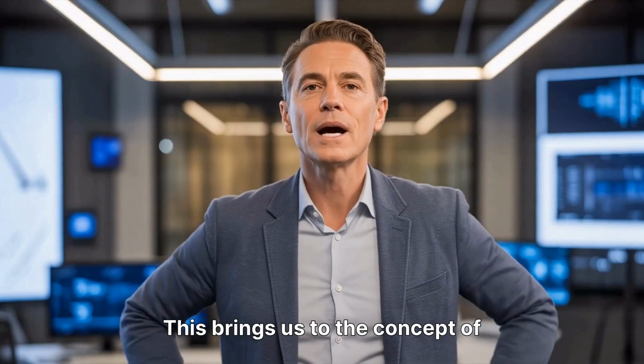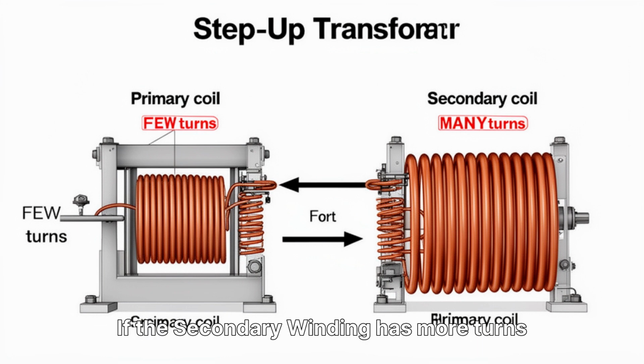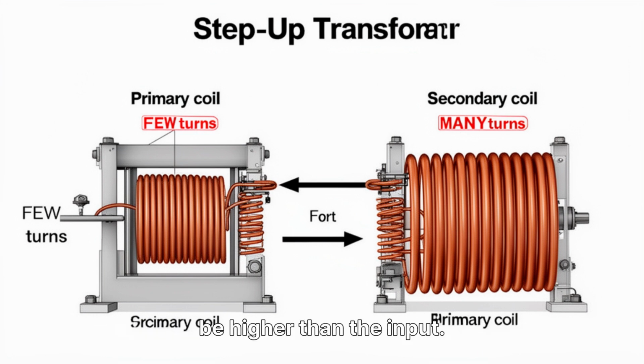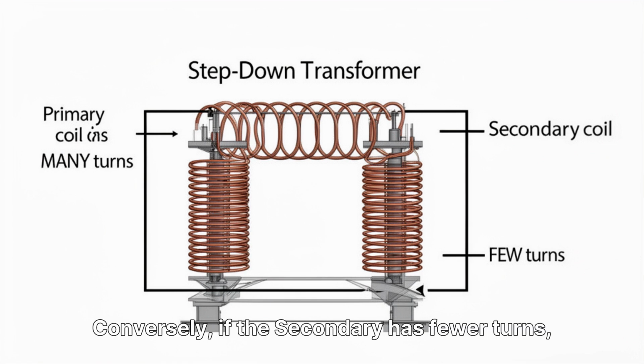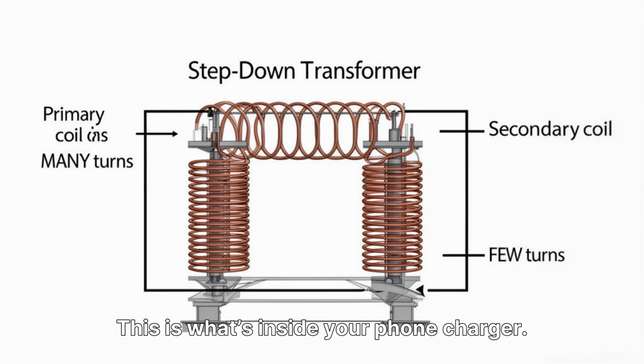This brings us to the concept of the transformation ratio. Since the voltage per turn is the same for both windings, the ratio of voltages is equal to the ratio of turns. If the secondary winding has more turns than the primary, the output voltage will be higher than the input. This is a step-up transformer. We use these at power stations. Conversely, if the secondary has fewer turns, the voltage goes down. This is a step-down transformer. This is what's inside your phone charger.